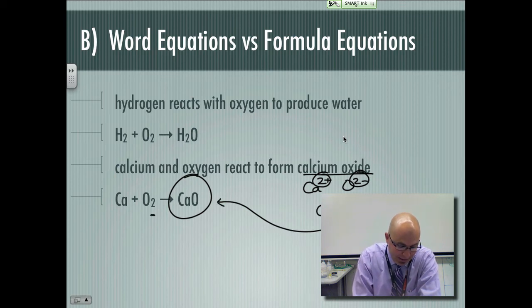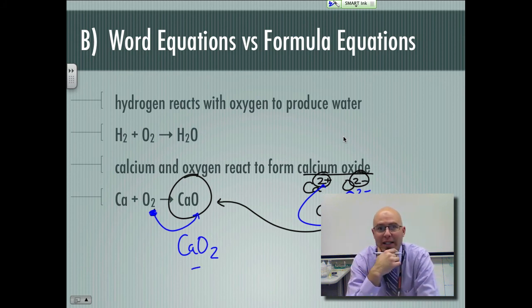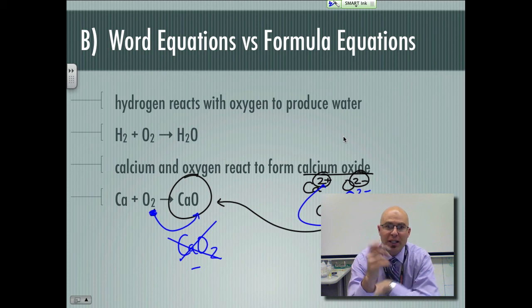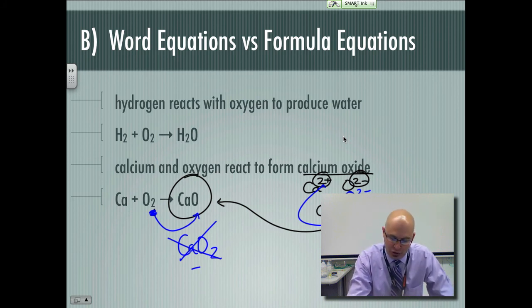Notice that I didn't carry my 2 from the oxygen and write it over here, CaO2. This is not correct, because if we had 2 O's, that would be a 4-, and that certainly doesn't balance off the 1 calcium, which has a 2 positive charge. So this is not correct. Whenever you write the formula equation from a word equation, you need to write the correct formula for that compound. We're going to take a look at more examples.